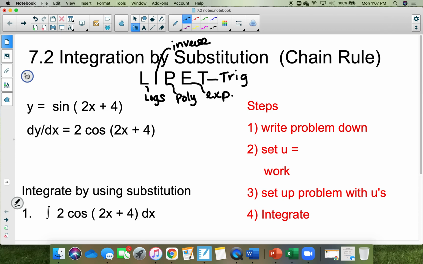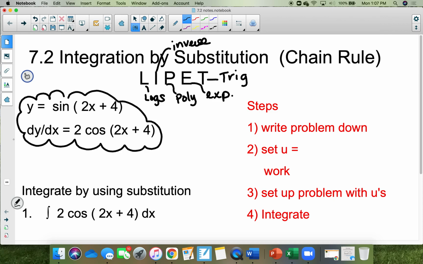Integrate. So basically, this is what you did already. You did this, I think, in chapter 4. You learned how to take the derivative of sine, which is cosine. You left the inside alone, and then you took the derivative of the inside and got 2.